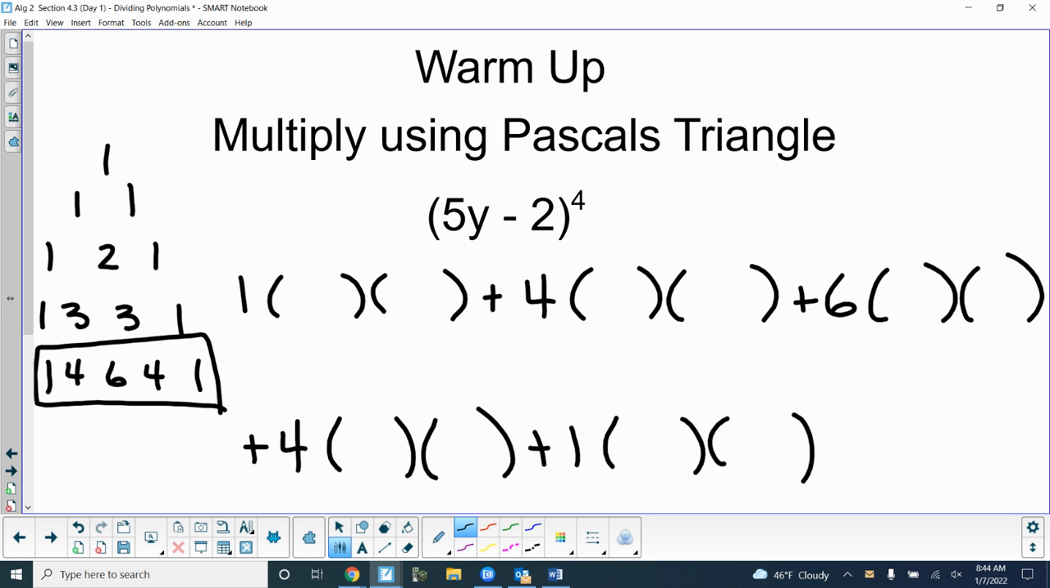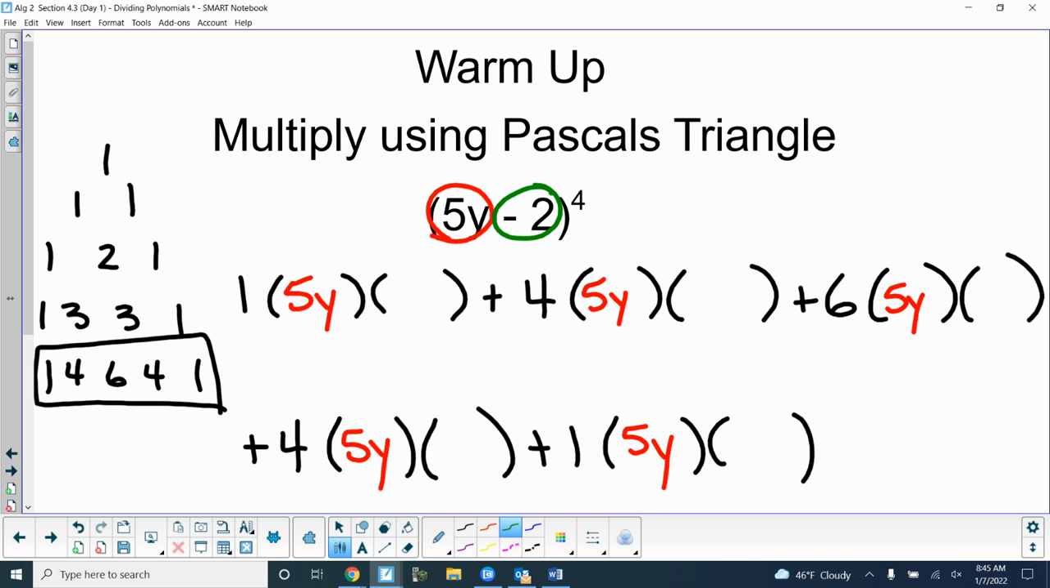All right. So what goes in the first set of parentheses? The 5y, right? In every one of them. And what goes in the second parenthesis? The -2. So this one's going to have some minus signs in it.